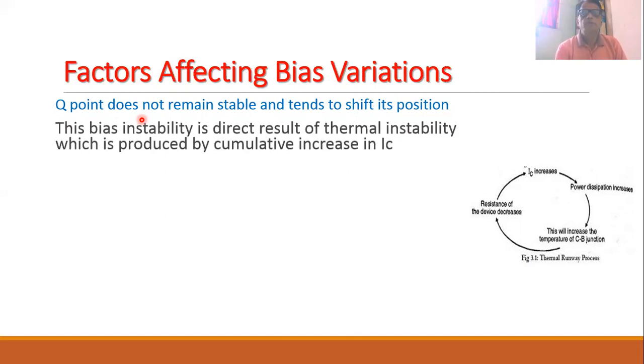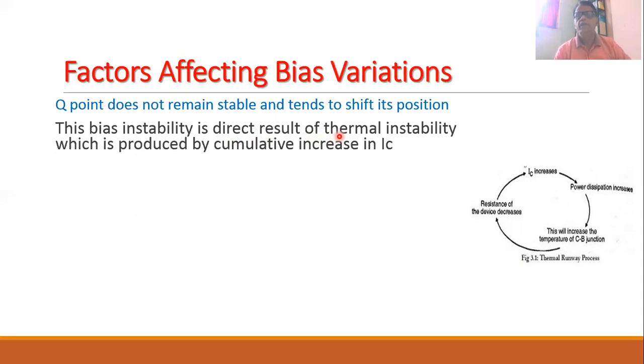When the Q point of the transistor shifts its position, this is called bias instability. And this bias instability is because of the thermal instability of the transistor. When any electronic circuit is kept on for a long period of time, the temperature of the electronic circuit increases. Similarly, when the transistor is operated over a long period of time, the temperature of the transistor increases.